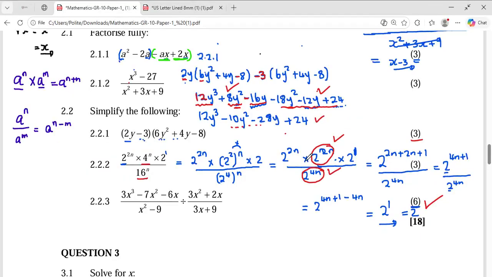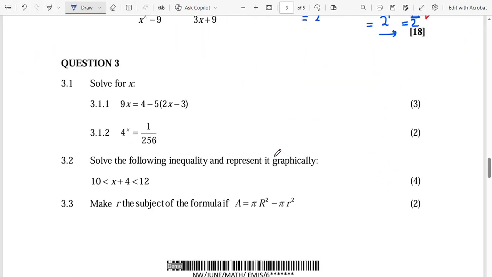So I'm looking forward, guys, to see you on the next one, which is question 3, solving for x. One of the most interesting questions, especially when it comes to grade 10 work. This is very interesting. So if you want to see how to solve question 3, you know what to do.